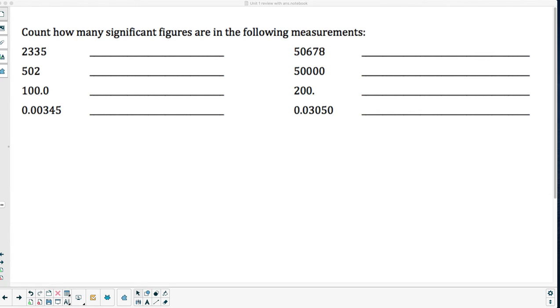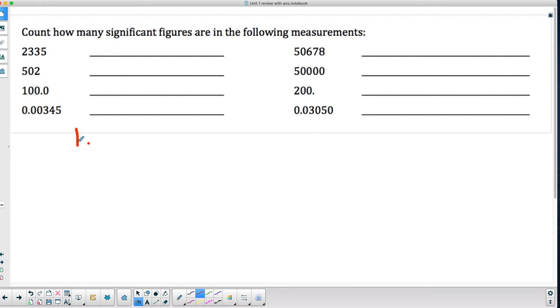This is the last page, page 4 of the review. The first part here says, count how many significant figures are in the following measurements. Remember, we have the 3 rules that we went over before.